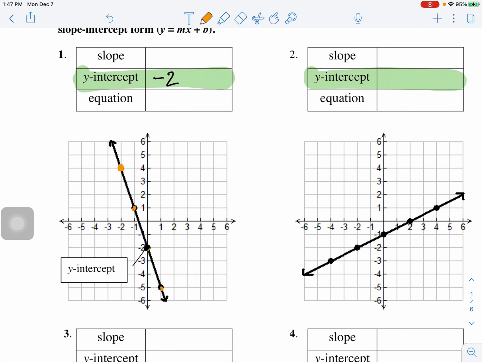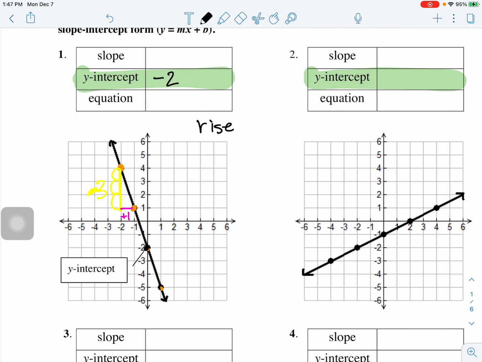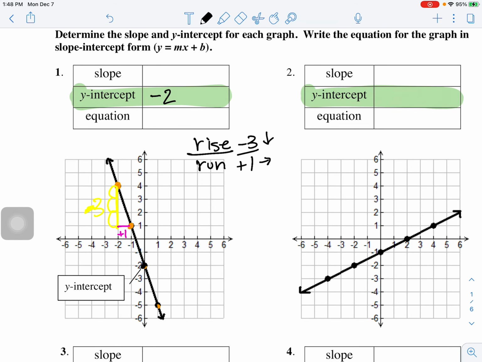So there's a point here and a point here. My rise is going to be this vertical line, and I'm going to have to go down 1, 2, 3 spaces. So that's a -3. And my run is how many I go left or right, and I'm going to the right 1, so that's a +1. Rise was actually a -3 because I went down 3. Run was a +1 because I went to the right 1. So my slope is -3 over 1, which is just -3.